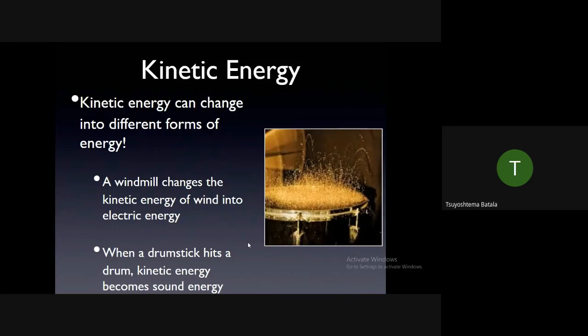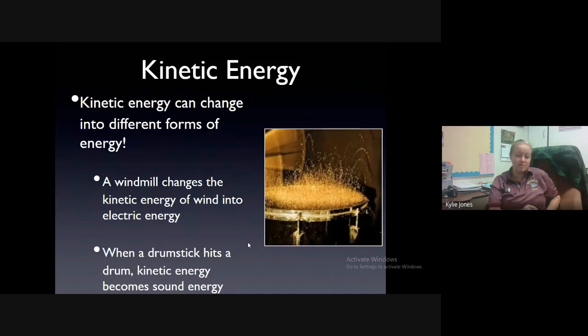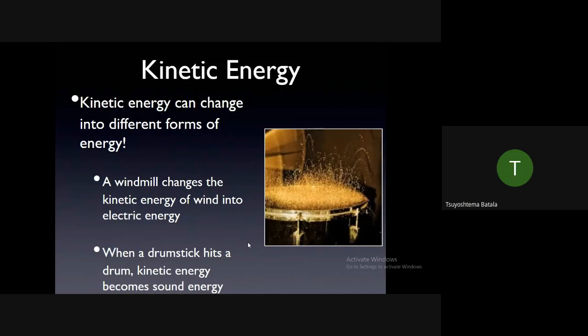Why do they have the bottom piece on drums? I have no idea. I don't know a lot about music, so you're gonna have to look that one up.